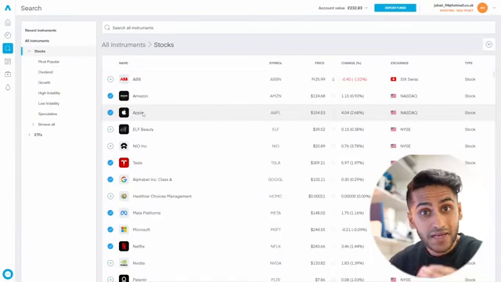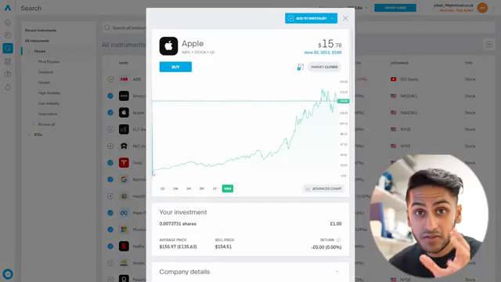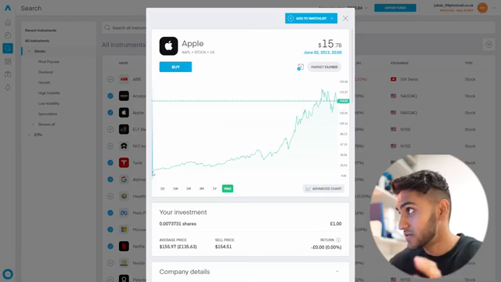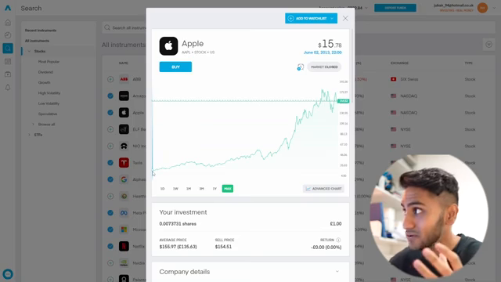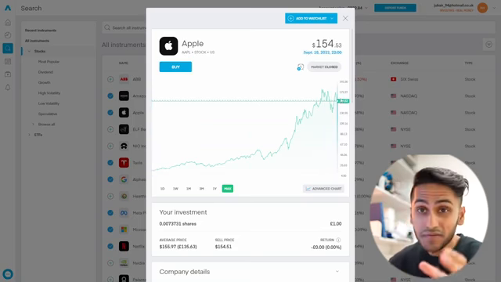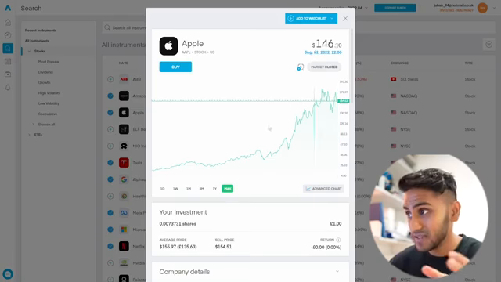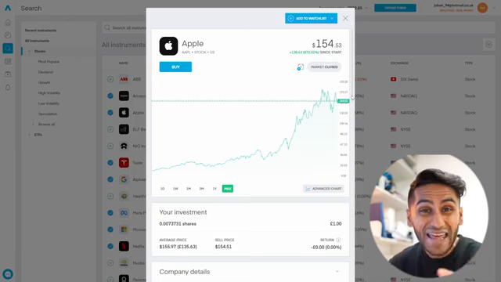For example, if we click on Apple, we can see that we are given a graph, and this graph shows you the value of their shares as a function of time. This starts on June the 2nd, 2013, and the value was $15.78. So click onto where we are now. The value is currently $154.53. So basically, if you bought a share back in 2013, today it will be worth around 10 times the amount.